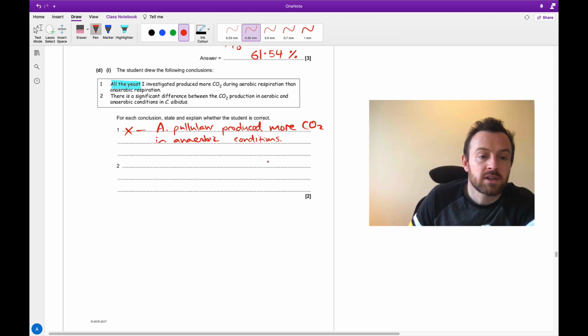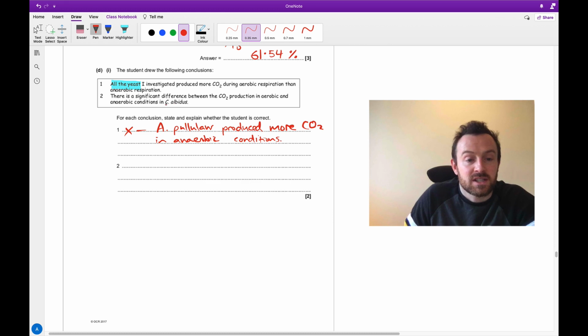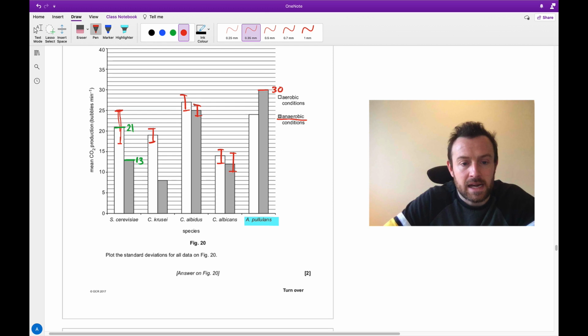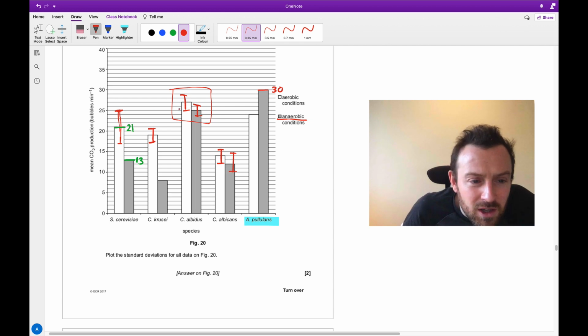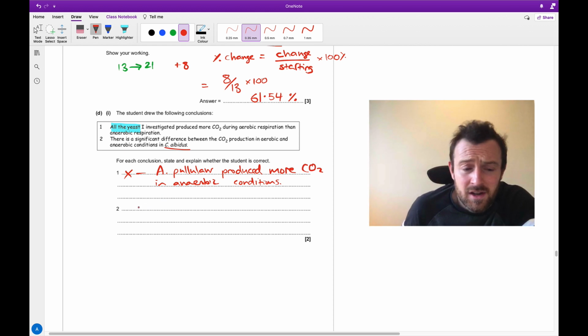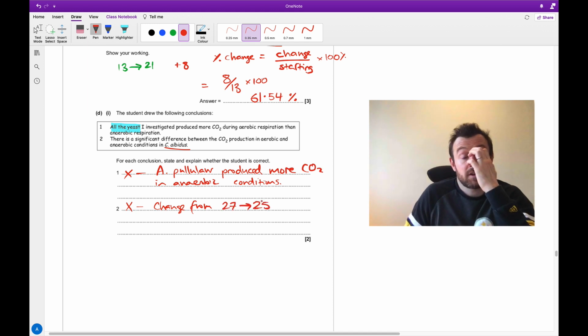First mark achieved. Then this one, significant difference between the CO2 production in aerobic and anaerobic conditions in C. albidus. So, well, no, it doesn't really look that significant at all, really. We're talking about here, we've only gone from, what, 27 to 25? So that's not very good. So again, I'd say no. There's been a change from 27 to 25. So that's a very small percentage change.